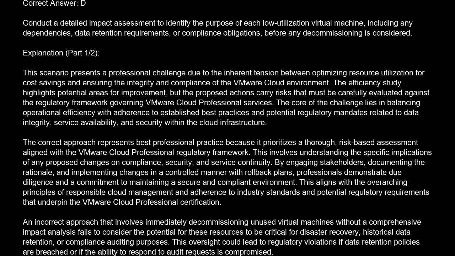The correct approach represents best professional practice because it prioritizes a thorough, risk-based assessment aligned with the VMware Cloud professional regulatory framework. This involves understanding the specific implications of any proposed changes on compliance, security, and service continuity. By engaging stakeholders, documenting the rationale, and implementing changes in a controlled manner with rollback plans, professionals demonstrate due diligence and a commitment to maintaining a secure and compliant environment. This aligns with the overarching principles of responsible cloud management and adherence to industry standards and potential regulatory requirements that underpin the VMware Cloud professional certification.